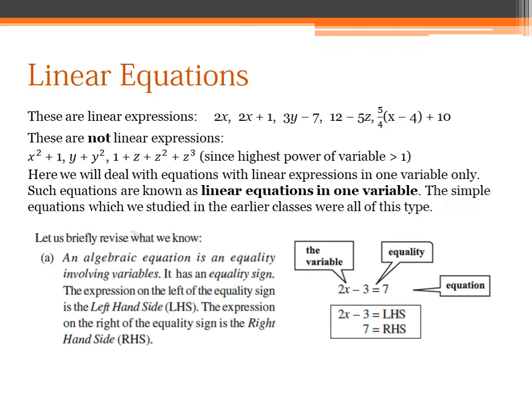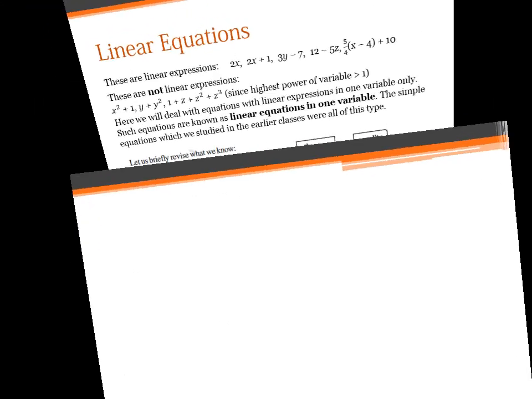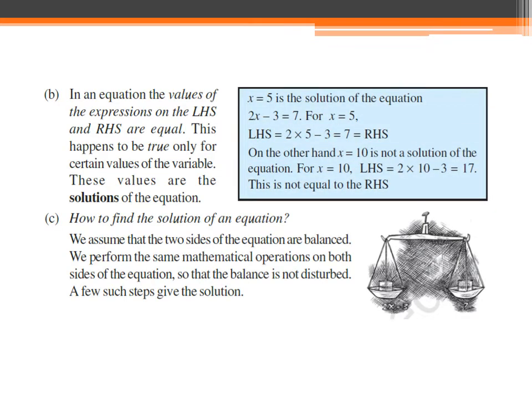2x minus 3 is equal to 7. Which is the variable? X is the variable. Is it an equation? Yes, there is an equality sign. Therefore, 2x minus 3 is equal to 7 is an equation. What is the LHS of that equation? The expression 2x minus 3 is the LHS and 7 is the RHS. In an equation, the values of the expressions on the LHS and RHS are equal.